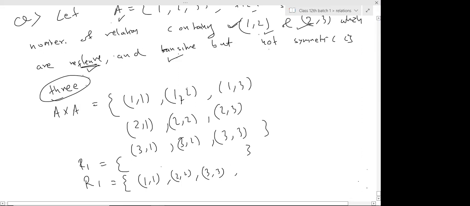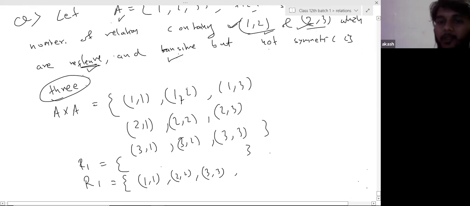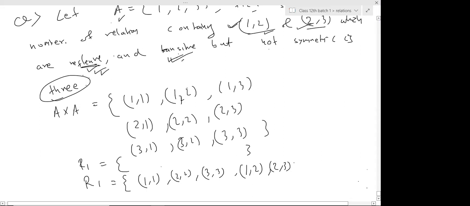Now they are saying this must contain (1,2) and (2,3) also. So you must write (1,2) and (2,3). Now they are saying that it should be reflexive and transitive. Reflexive we have taken care of. Now transitive, (1,3), so (1,3).